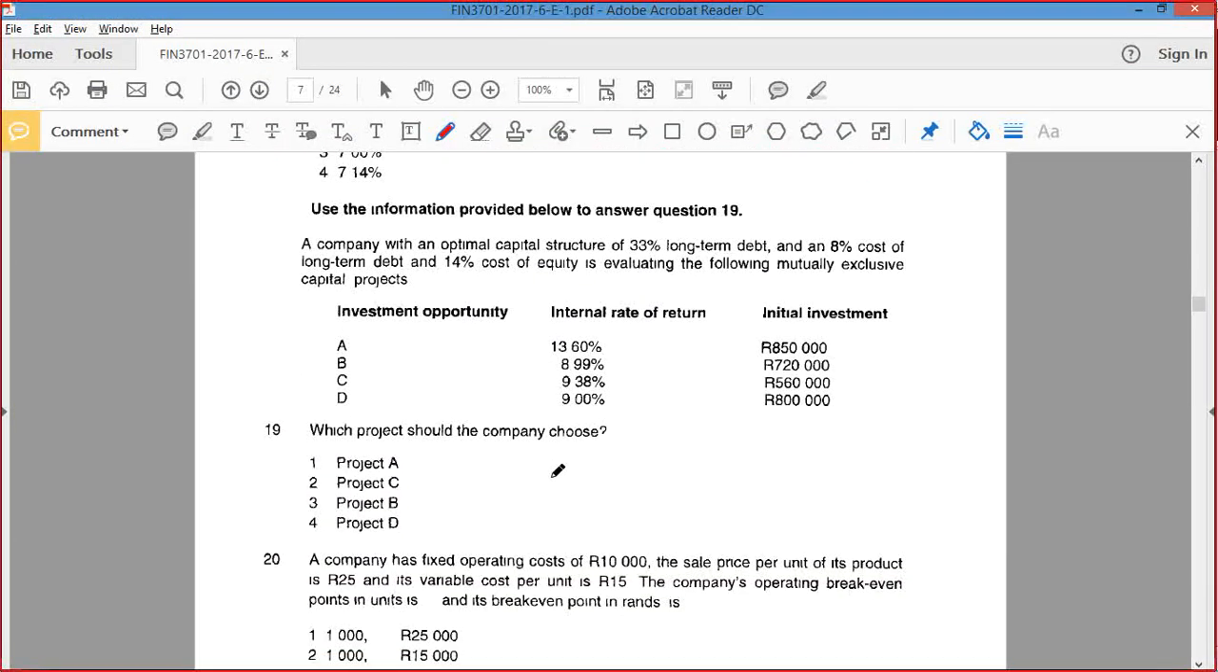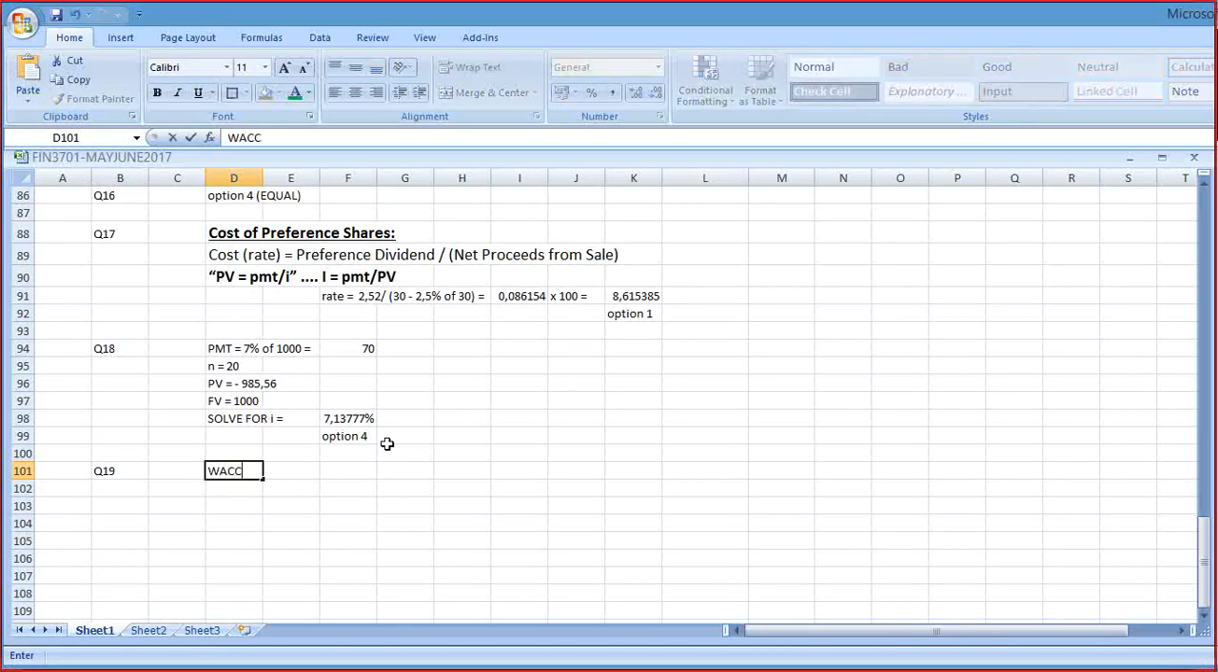Okay, 19 is looking at which project would you choose. They've given you everything here. You're just looking at the details in the question, and then you're making a decision. Right, so a company with an optimal capital structure of 33% debt with an 8% cost, 14% cost of equity. Okay, that's what they've given you. Right, that's important because now I can work out a WACC. Yeah. So okay, this would be a way.